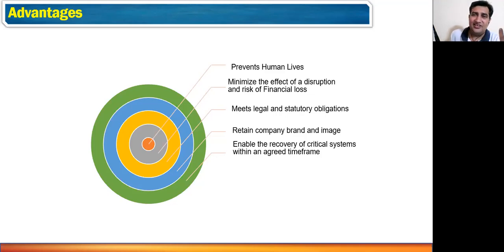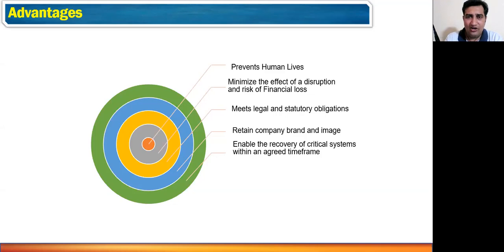It's going to enhance the trust in the company. And then enable the recovery of critical systems within an agreed time frame. What happens is, in the BCP plan, we predefine that if this server goes down, we are going to recover it within 2 hours. And that is how we set up the other technologies like that, right? So accordingly, based on your MTD, we define it, and that is how we are able to achieve the objective. So I hope now you are aware of the advantages of having the BCP plan.